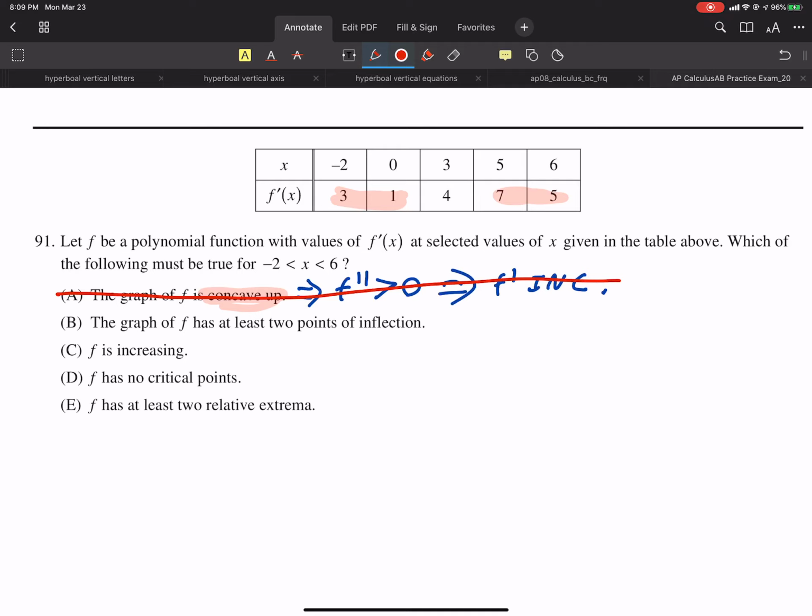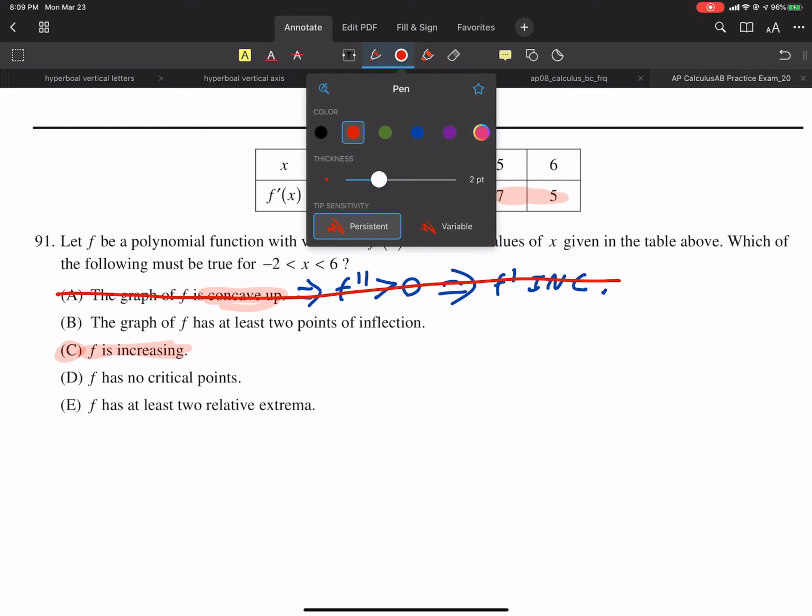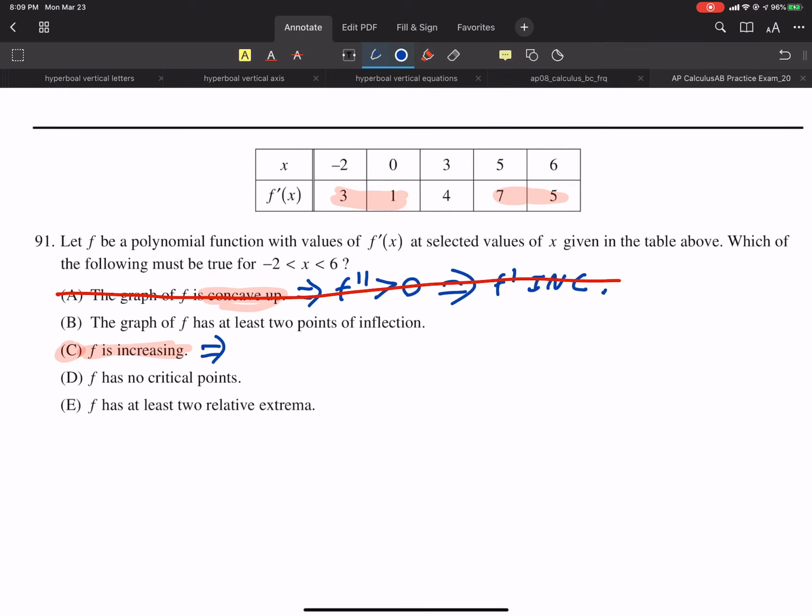Let's look at more stuff here. Let's look at C. F is increasing. What does that imply? That tells us that f prime must be positive. Now, looking at the table, it looks like, hey, 3, 1, 4, 7, 5, those are all positive. Here's the problem. You don't know what happens between 3 and 1.